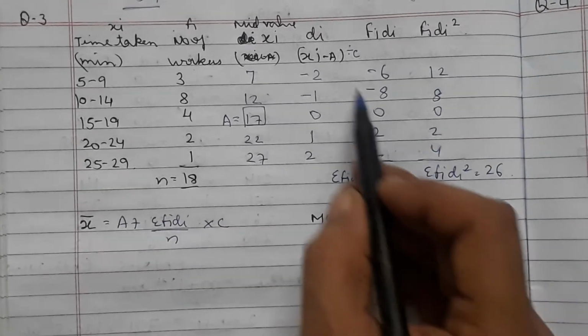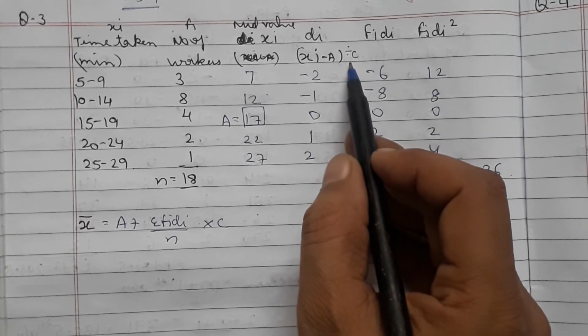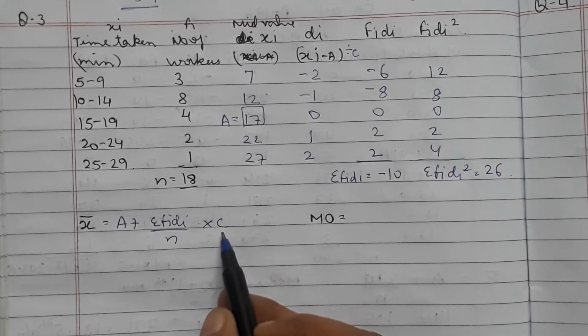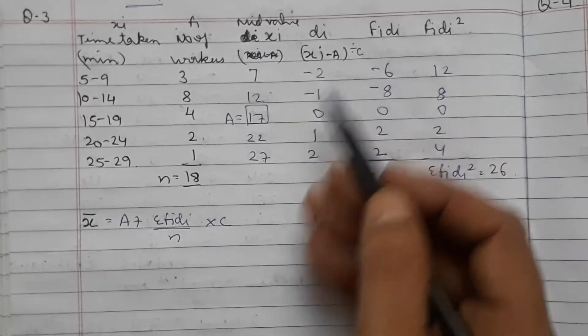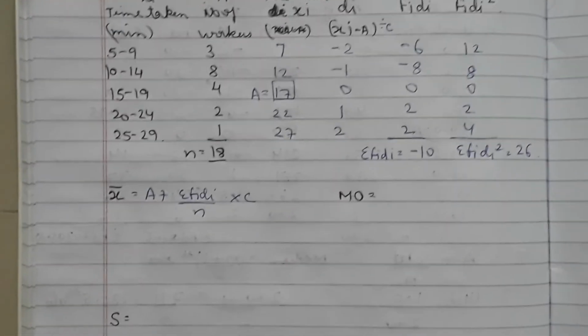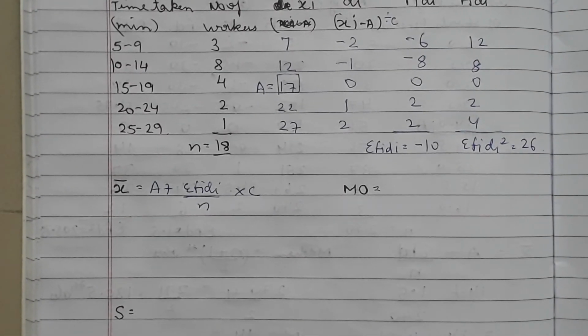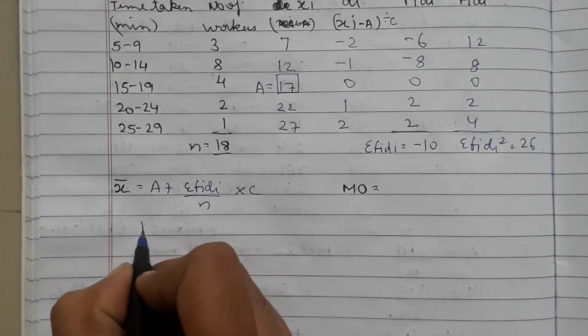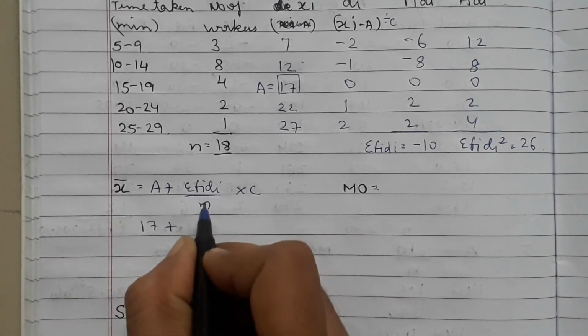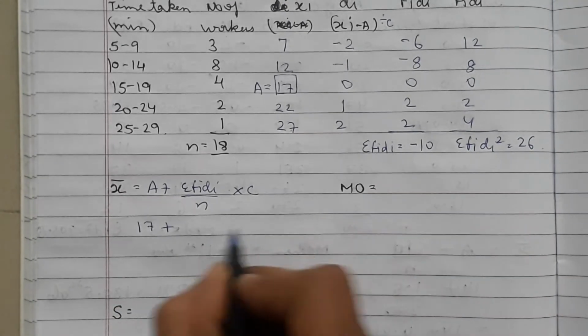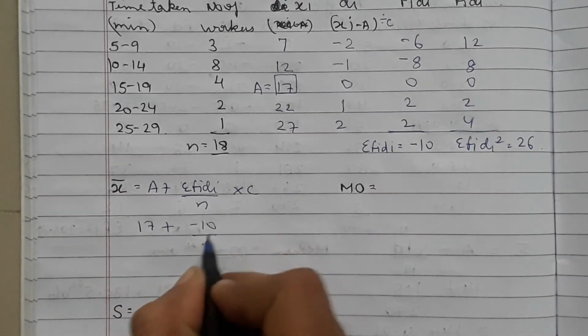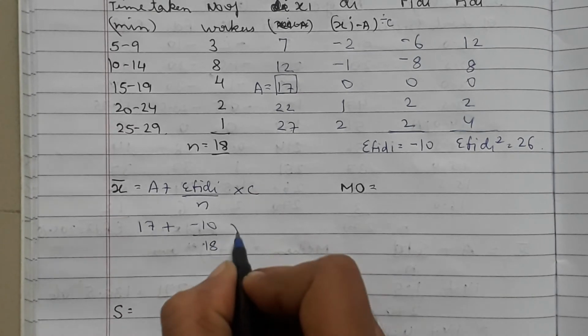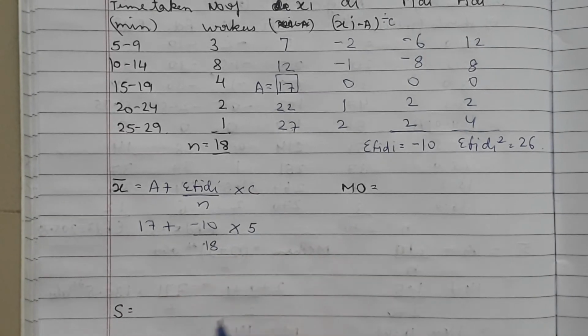Here we have divided by c, that is 5 we have taken, so we will multiply it here by c. If we are not taking the c, then we will not multiply it here by c. Since it is a continuous class, we are taking c. Assumed mean we have taken 17 plus fi di we have got minus 10 upon n is 18 into c is 5.